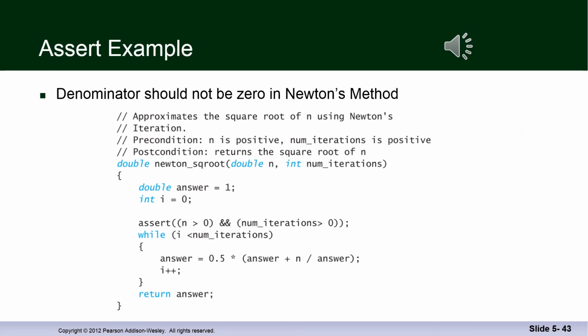Here we have a fully coded example that uses assert. In this particular scenario, the denominator should not be 0. So you see a line of code in the middle of this function called Newton square root, assert, n greater than 0 and number of iterations greater than 0. If that's false, the program terminates.